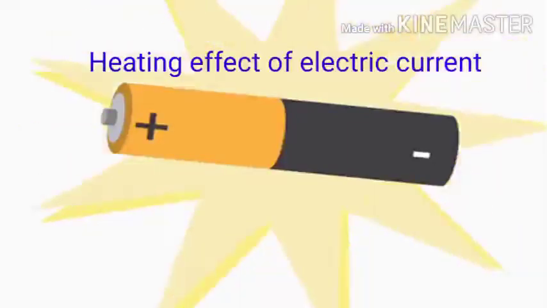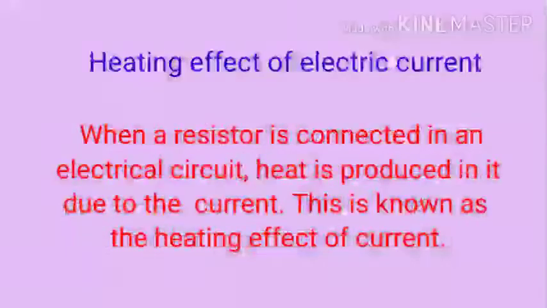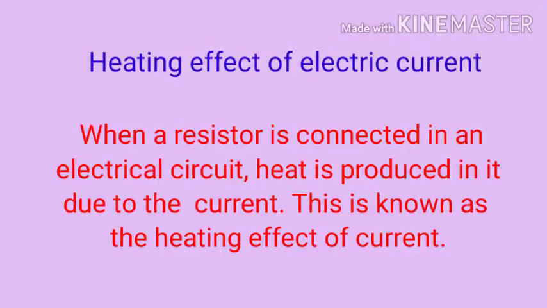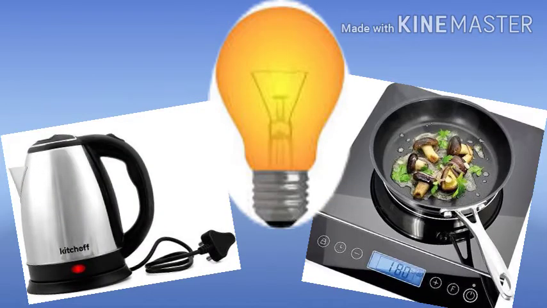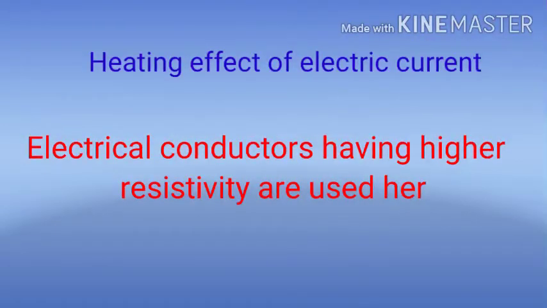First we will study about the heating effect of electric current. When a resistor is connected in an electric circuit, heat is produced in it due to the electric current. This is known as the heating effect of current. Equipment such as a water boiler, electric cooker, and electric bulb are some examples of the heating effect of electric current. Electrical conductors having higher resistivity are used here.